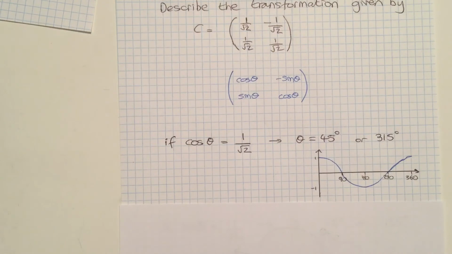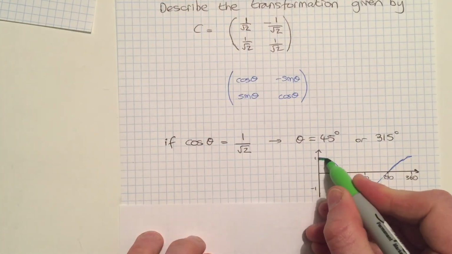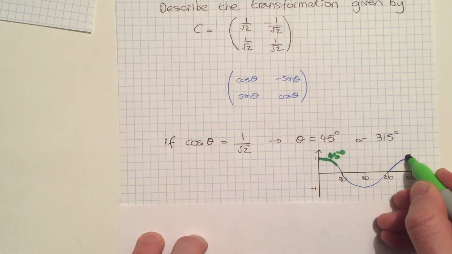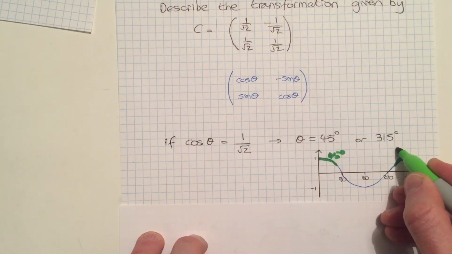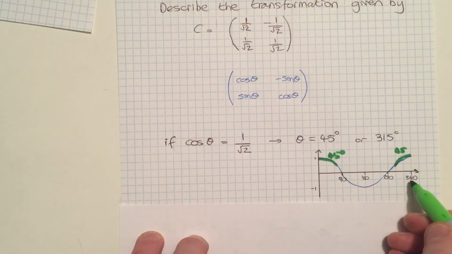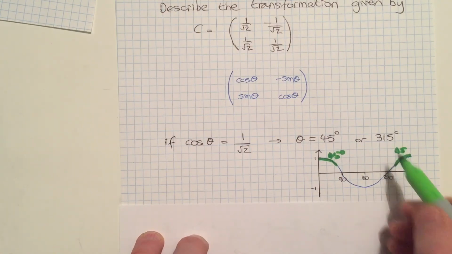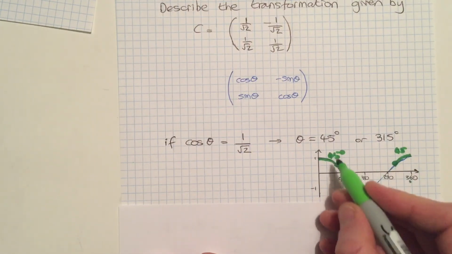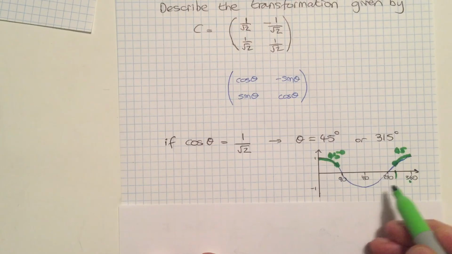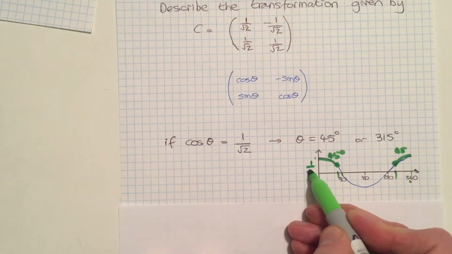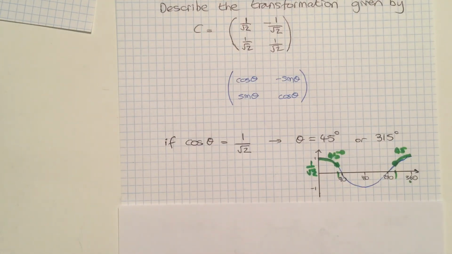Because looking at the cos graph, if 45 is my principal solution here, then using the symmetry of the graph here, I know that there'll be another solution here where I take away 45 degrees from 360, and 360 take away 45 is 315. So these are the two different angles, 45 and 315. These two angles here will both give a cos value of 1 over root 2 here. So I know theta has to be either 45 or 315.